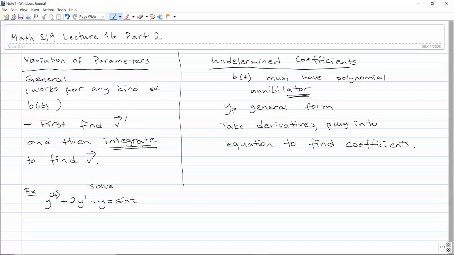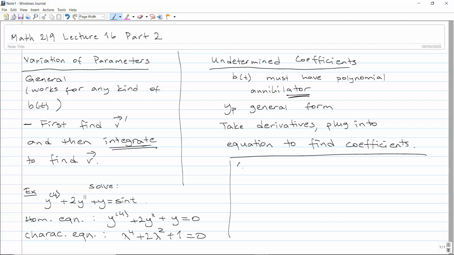So the first step is the same for both methods. First, we need to find the solutions of the corresponding homogeneous equation. So we write the corresponding homogeneous equation, fourth derivative of y plus 2 times the second derivative of y plus y equals 0. Then we write the characteristic equation, lambda to the 4 plus 2 lambda squared plus 1 equals 0. We can factor this as (lambda squared plus 1) squared equals 0.